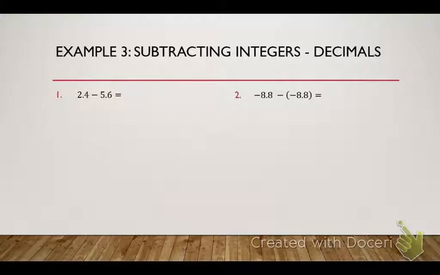On the first one, 2.4 minus 5.6, same sign or different? Different. So what do we do to the absolute values? Subtract. We subtract them.